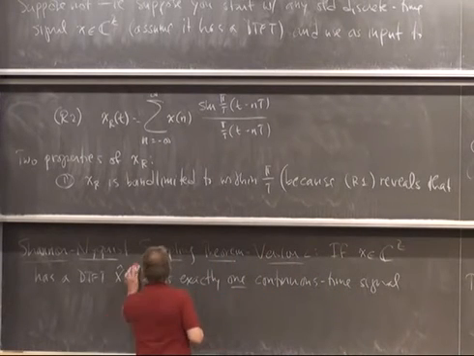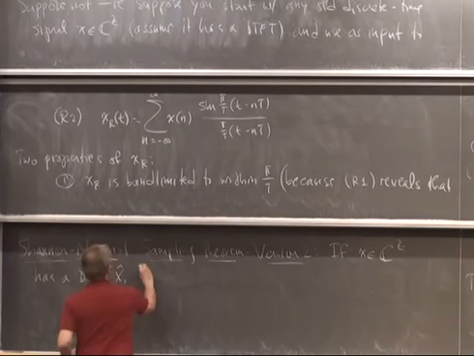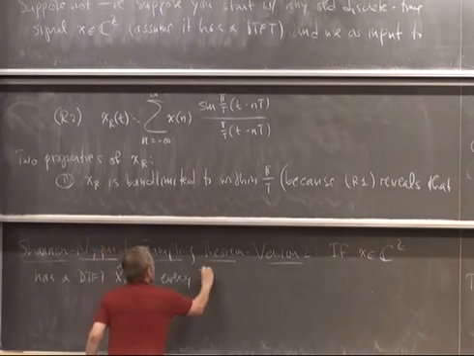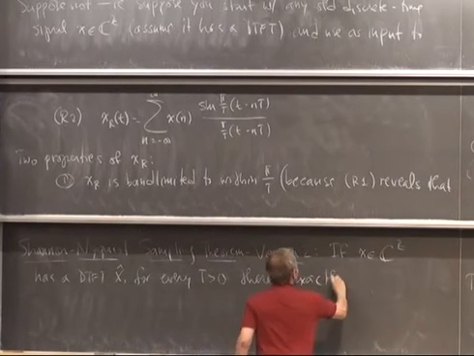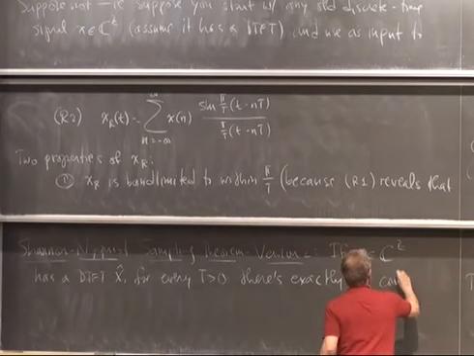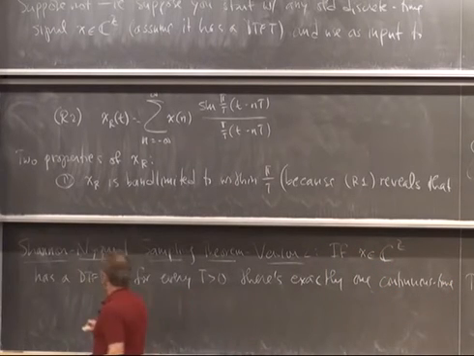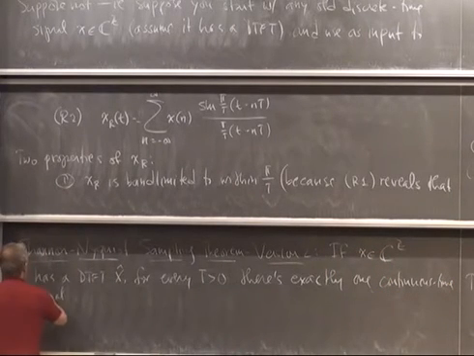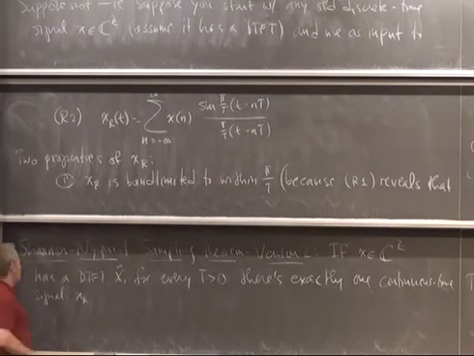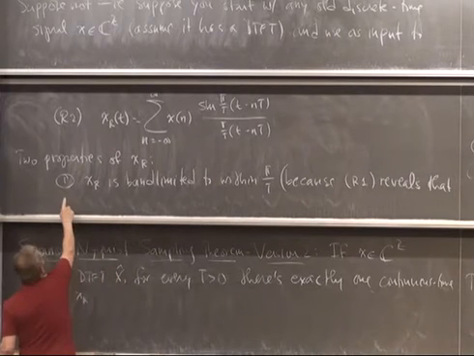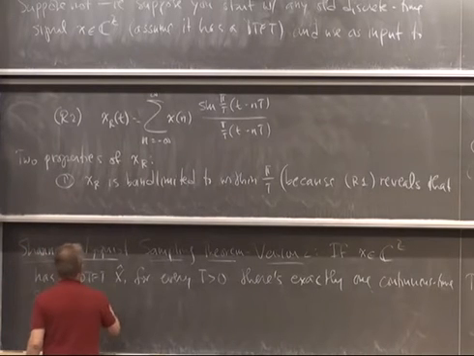Oh, well, let me state this better. For every t bigger than 0, there's exactly one continuous time signal x sub r, let's call it, because it's going to be this x sub r, with the following two properties. Property number 1, it's band limited within pi over t. Property number 2, it interpolates the samples.